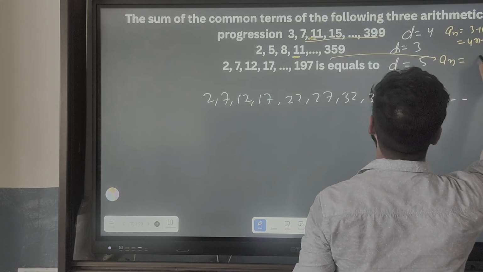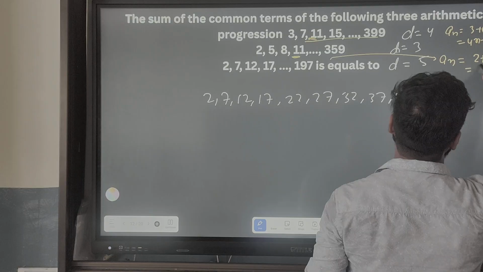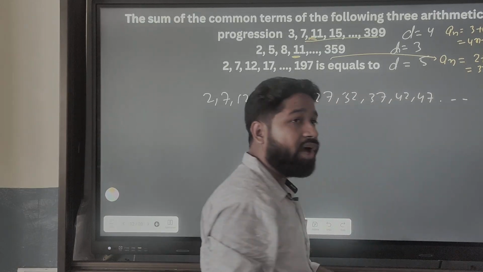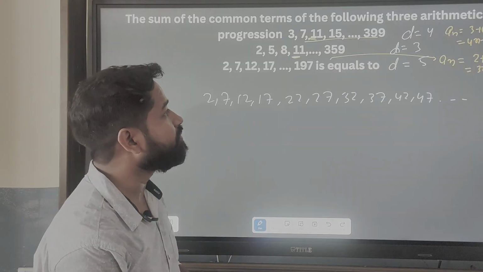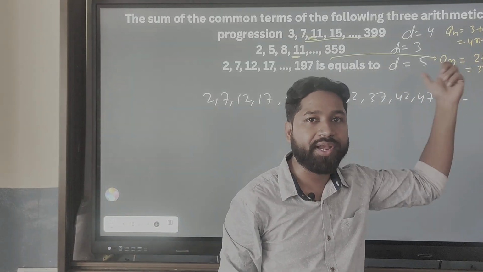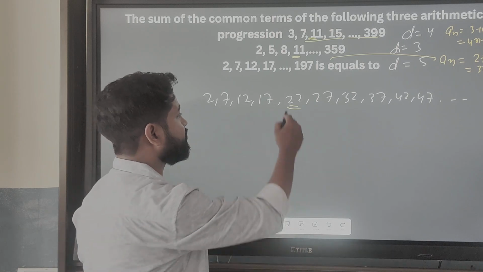A plus, that's 2 plus n minus 1 into 3. So what will it be? 3n minus 1. Now you can do a manual check. So 4n minus 1 is the first AP's general term. If I ask you about 22, 4n minus 1, no, that's not possible, sir.